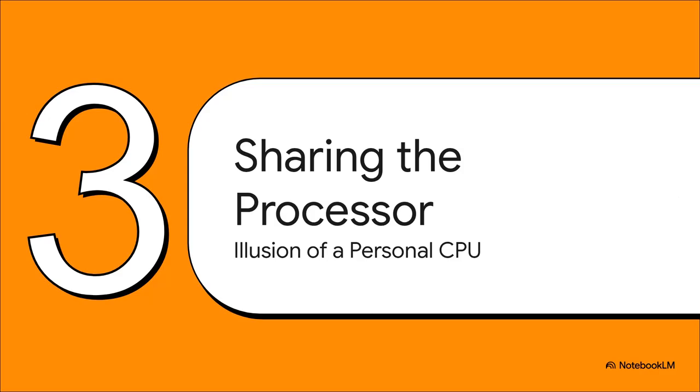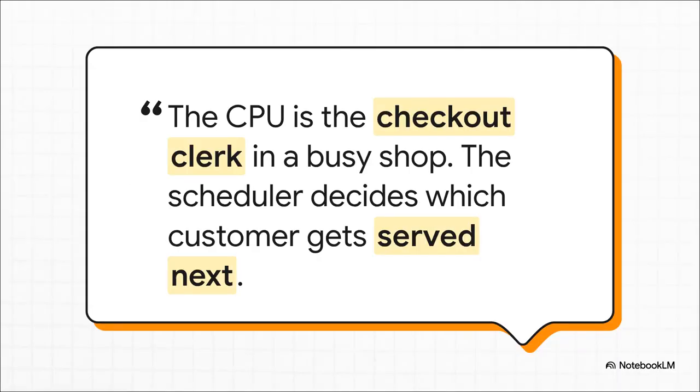All right, on to the second great illusion. You probably have one processor, maybe with a few cores, but you've got dozens of processes and hundreds of threads that all want to run right now. How does the OS make every single one feel like it's the star of the show, with the CPU all to itself? This is a great way to think about it. The CPU is like that one incredibly fast checkout clerk in a super busy store. All the processes are the customers lined up.